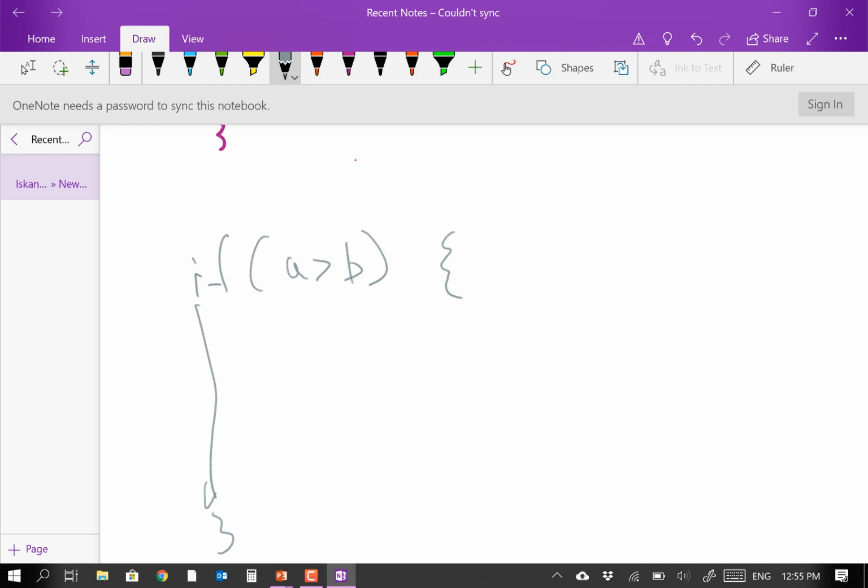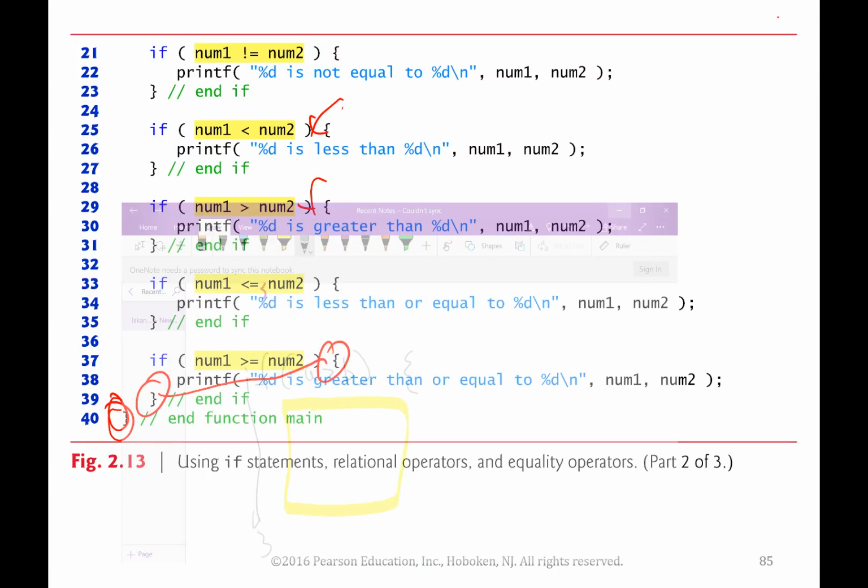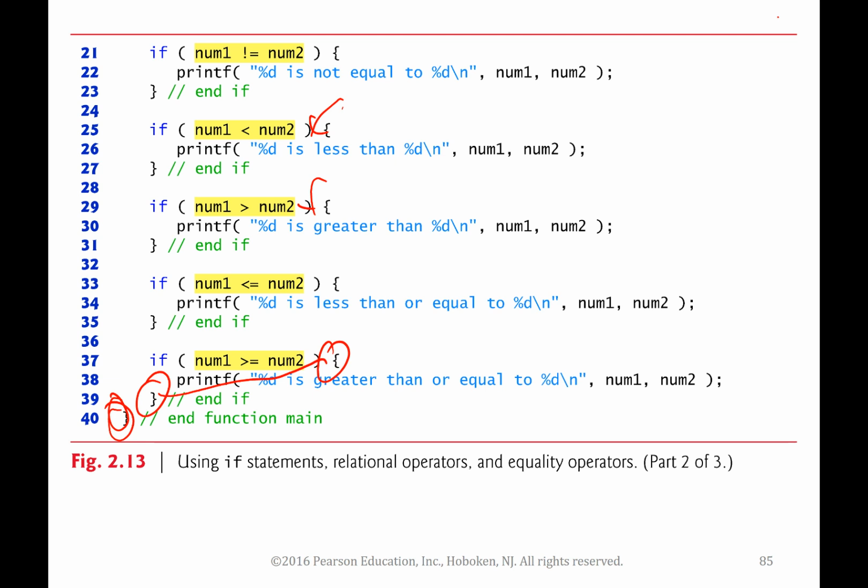And inside here, we have all of our executable code that we're going to run if the condition is true, right there. So that's the way the if statement is most commonly used. Going back to our code here, every one of these if statements only had one executable statement in them.